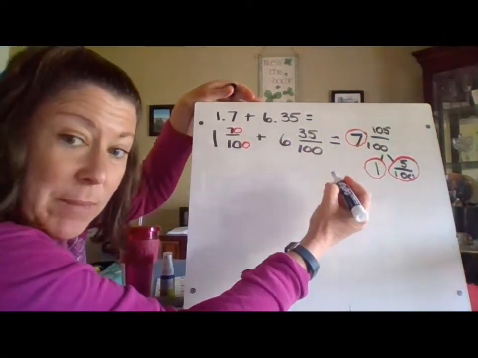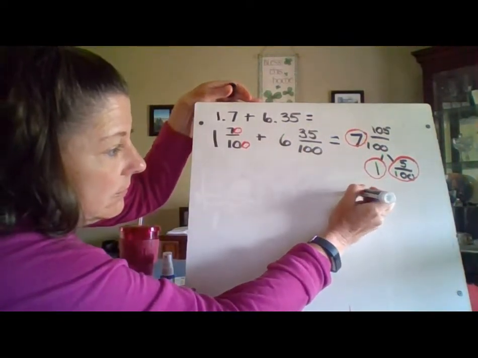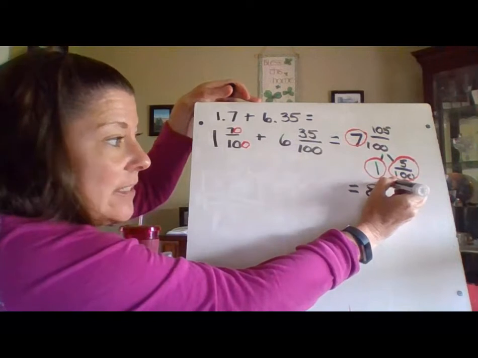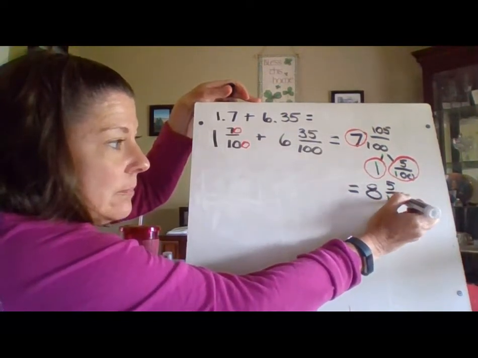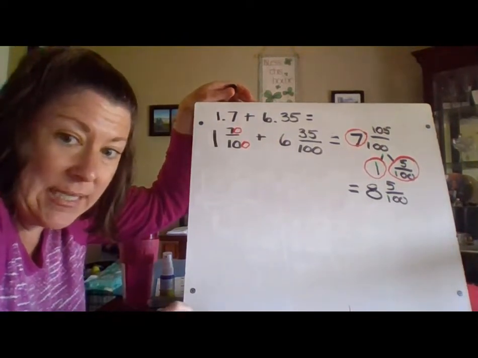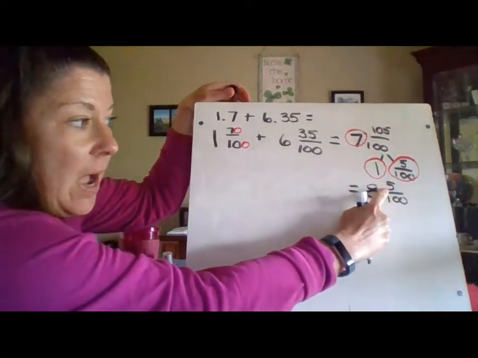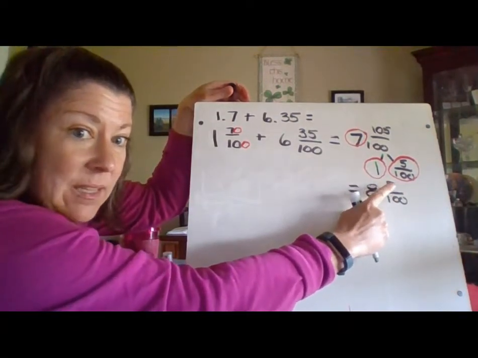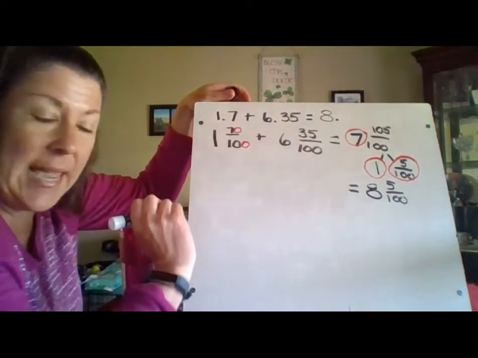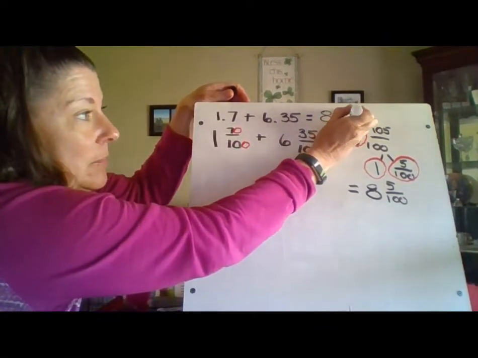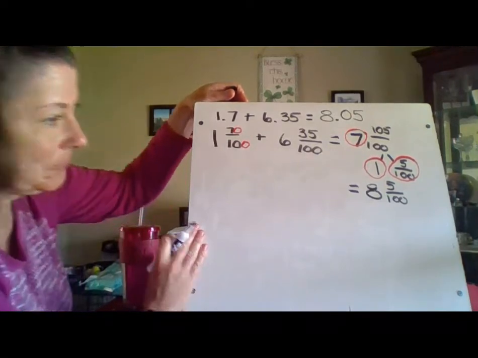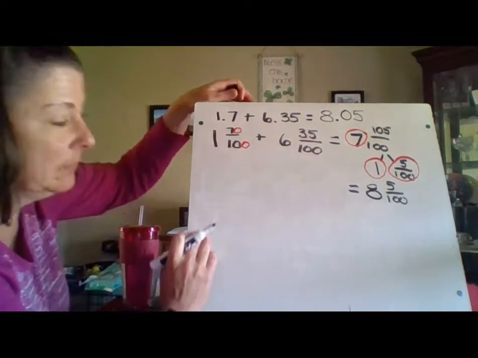So that makes my final answer 8 and 5/100ths. Now I have to think about how I'm going to write that as a decimal. And remember, these are hundredths. There's no tenth in front. 8 and 5/100ths. Let's try another example like that.